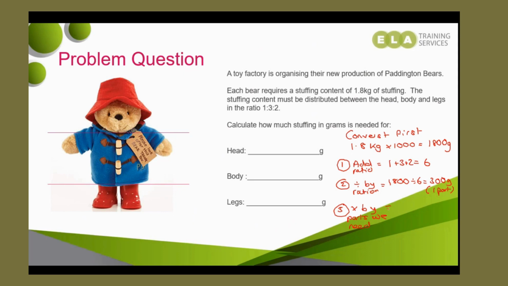So we know 1 part is 300. So head is 300 grams because it's 1 part. We then know the body is 3 parts. So body is 300 times by 3, which is 900 grams. And then the legs is 2 parts, which is 600 grams. And then if we added that together, 900 and 600 is 1,500, and 300 is 1,800. And we have completed our last and third ratio problem question.